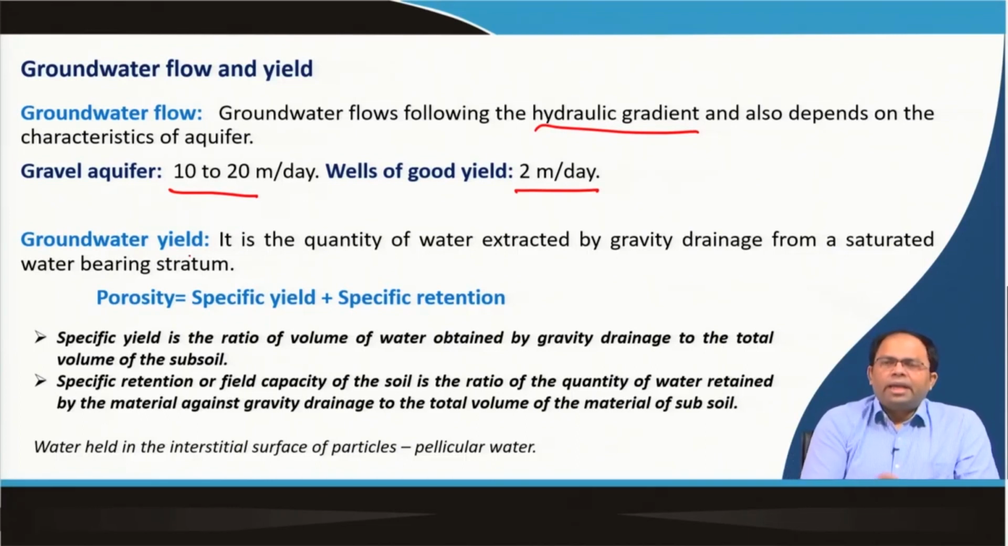Now, groundwater yield: how much groundwater can we extract from a particular aquifer? It is the quantity of water extracted by gravity drainage from a saturated water bearing stratum. A saturated water bearing stratum is nothing but an aquifer.